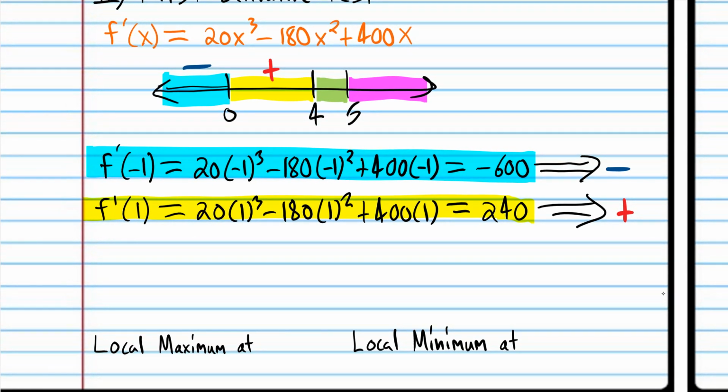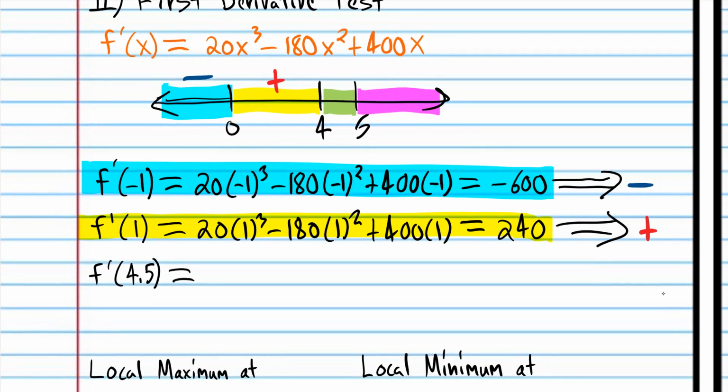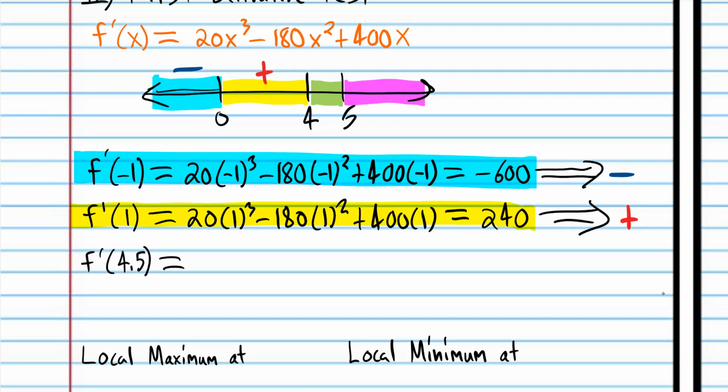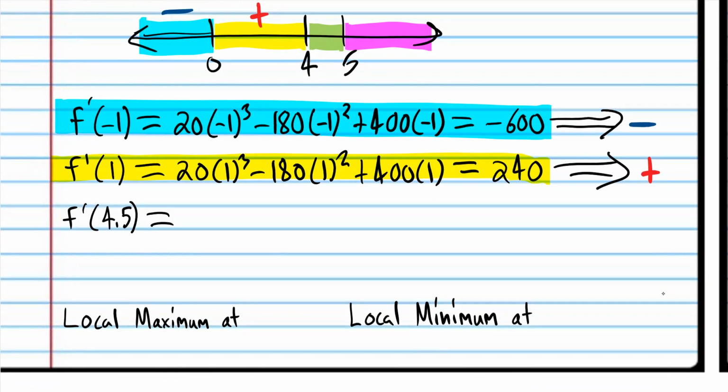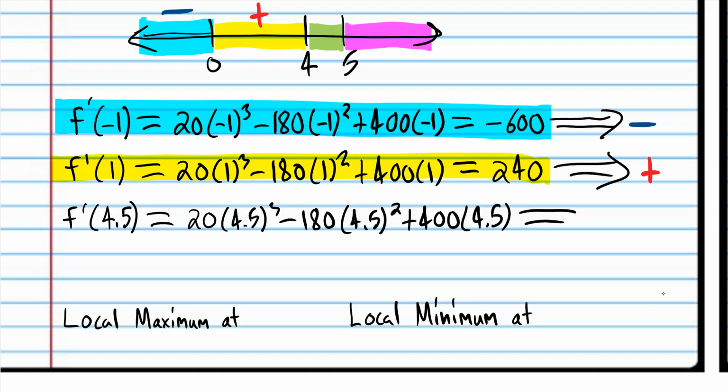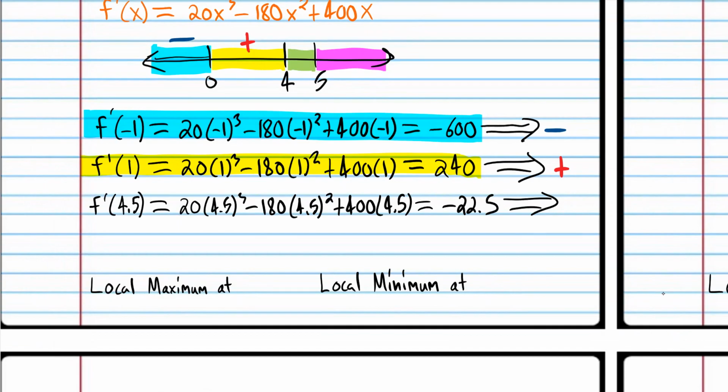Okay, and then we're going to check the green region, so I'm going to try to plug in 4.5, I guess. Now, this is where it's probably best to use your calculator, obviously, because things get pretty messy. So I'm entering this into my calculator, and I got negative 22.5, but I'm going to show the substitution. So that's negative 22.5. So the derivative is negative, so I'm going to draw a negative symbol on that green portion.